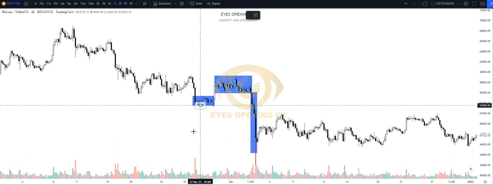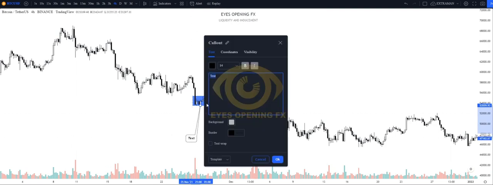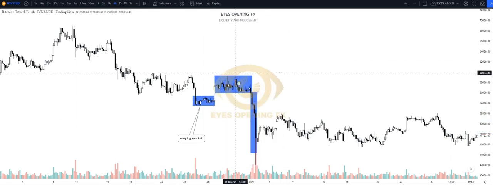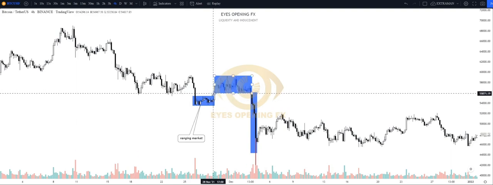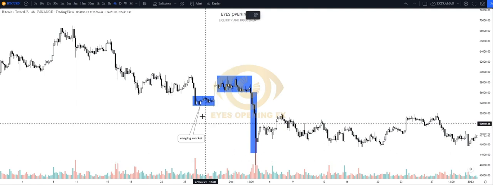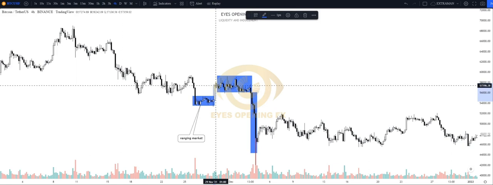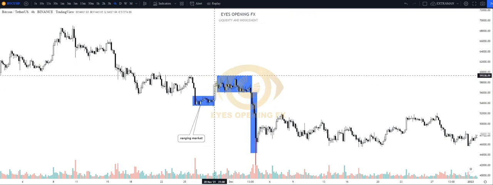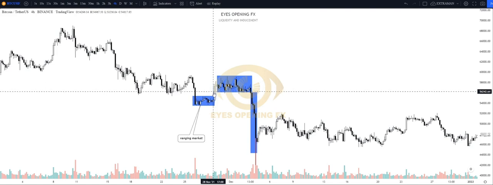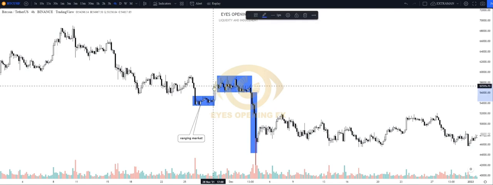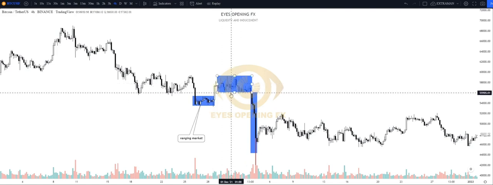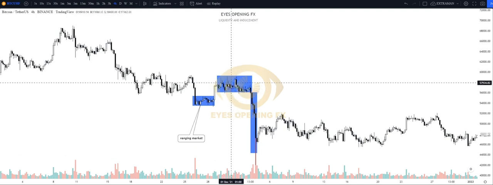When it's stuck within this box, you can actually see that this is a ranging market. If this is a ranging market, this will also be a ranging market. Looking at this bullish candle here, the market left the range, showing what we call a bullish candle. After that, it went into another range again. So this is another ranging market.